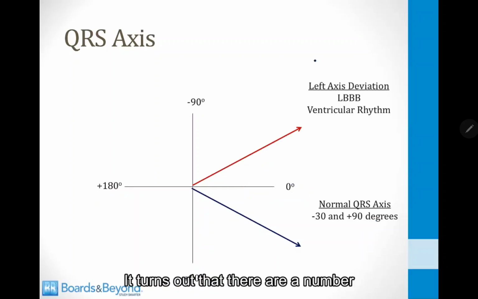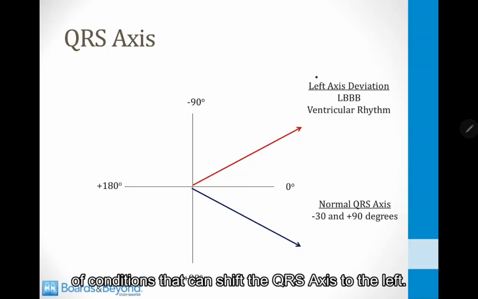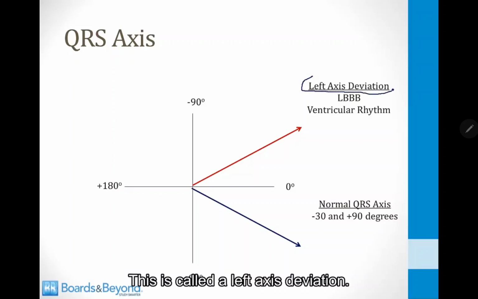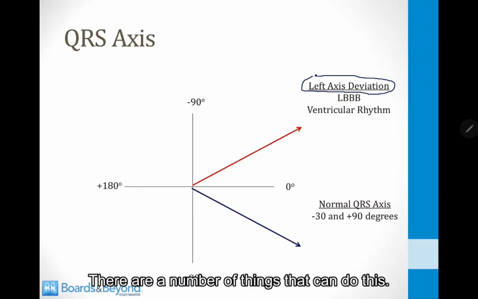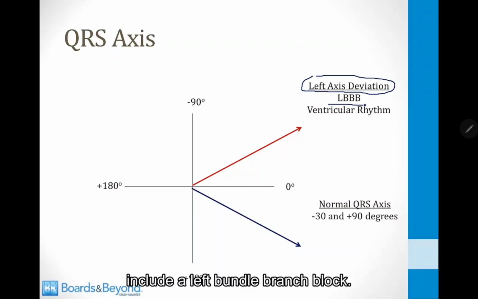It turns out that there are a number of conditions that can shift the QRS axis to the left. This is called a left axis deviation. This happens when the QRS axis is between minus 30 and minus 90. There are a number of things that can do this. Some of them that are worth knowing include a left bundle branch block.